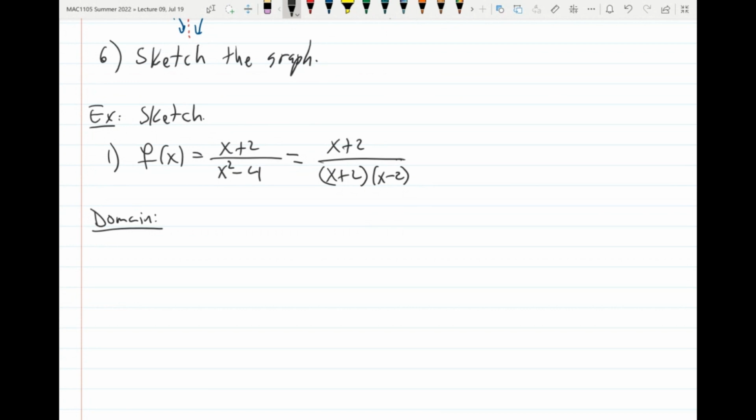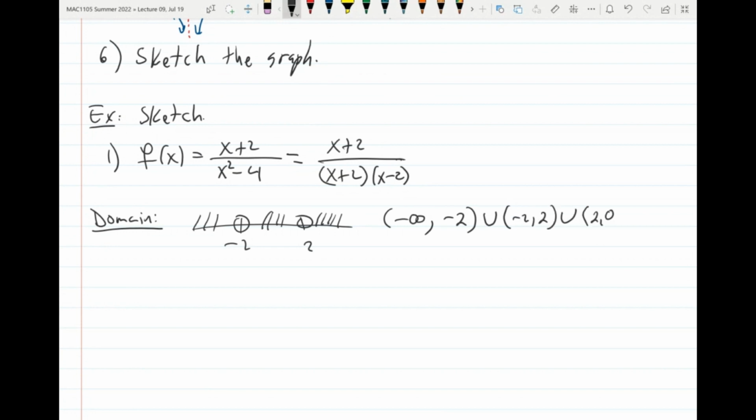Yes? Negative infinity to negative 2 union. So we need to skip negative 2 and 2. Right? It's all real numbers except negative 2 and 2. So the domain will be all of this. If you want, you can write it down as interval notation. But remember, these are just little steps that we're doing that will allow us to graph later. So, if you draw the picture, unless I ask you specifically for the domain, if you just draw this picture, then that's good enough. Okay?